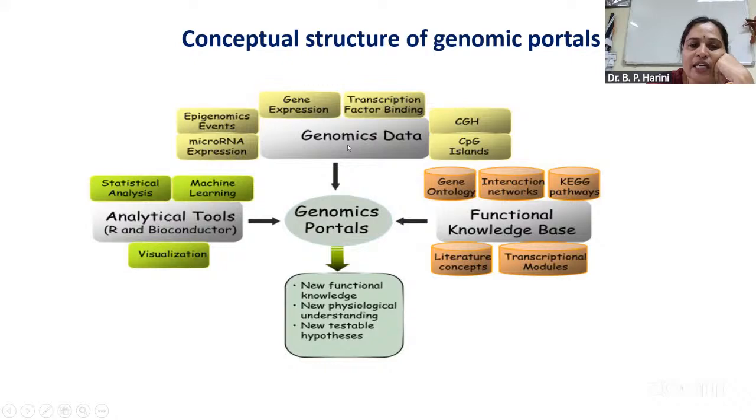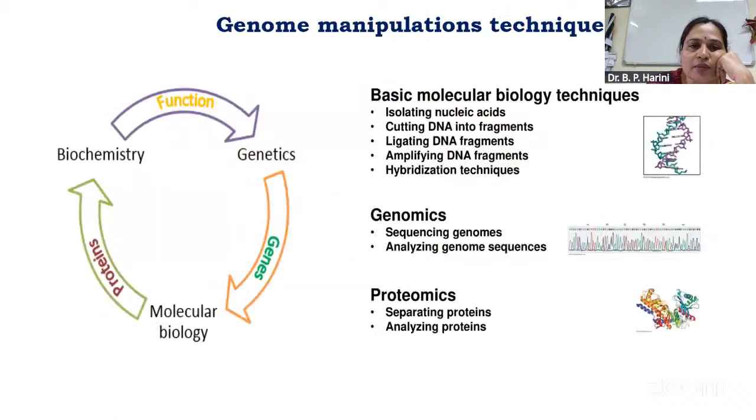You need to have the genome data in the form of gene expression, transcription factor binding, CpG islands, and gene ontology. One has to know the interaction of the networks, and a functional knowledge base is also important, as well as genomic portals with literature concepts and transcription modulations. We also need statistical analysis, and machine learning is very important for a genomic portal and its visualization, wherein we can achieve new functional knowledge, new physiological understanding, and new testable hypotheses. This is the conceptual structure to go for the genomic portals.